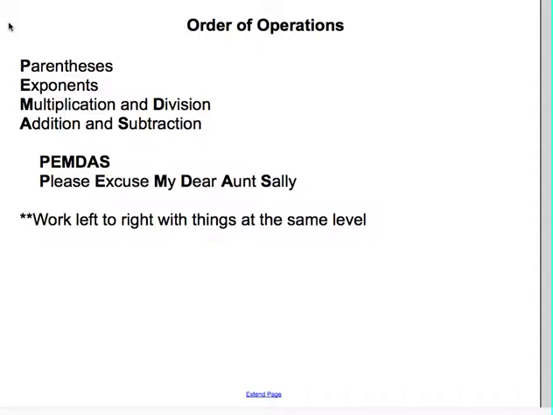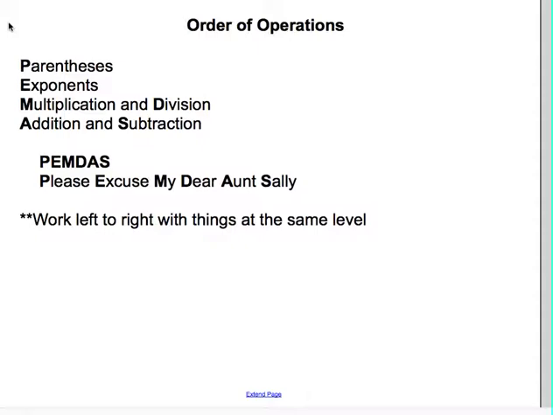Make sure you're writing all of this down. Then exponents. Then multiplication and division. Notice multiplication and division are on the same line. That's because they're equals. Multiplication and division are the same level, so we do those problems third, moving left to right. And then lastly, addition and subtraction.